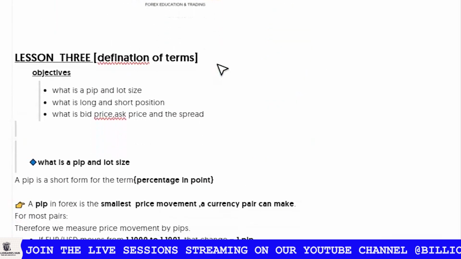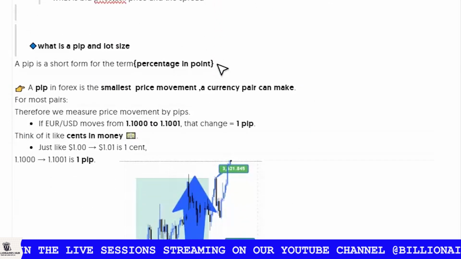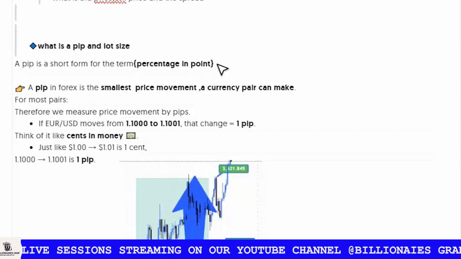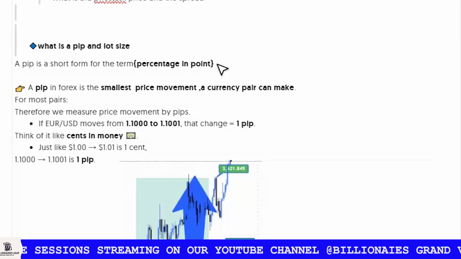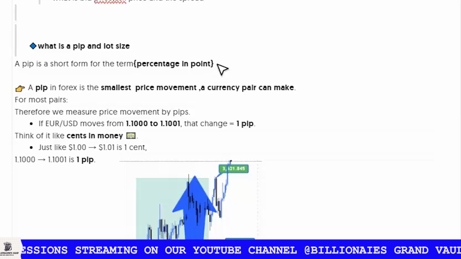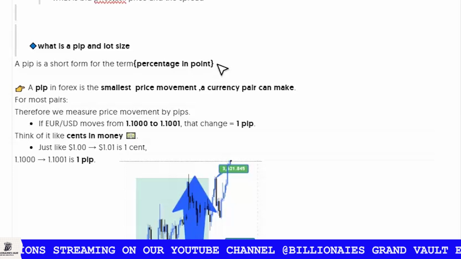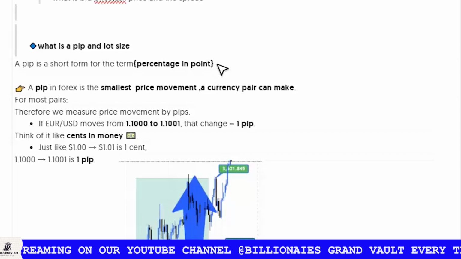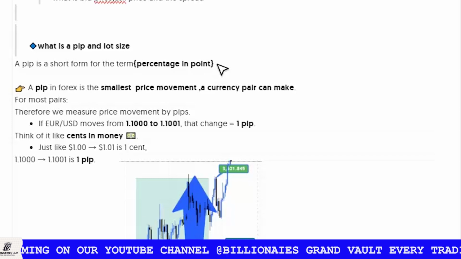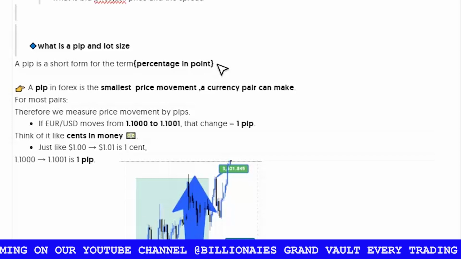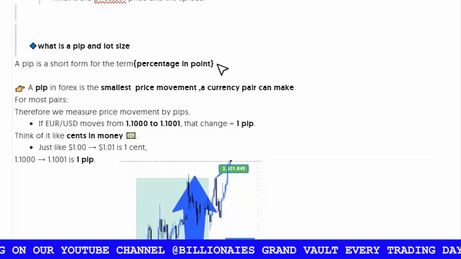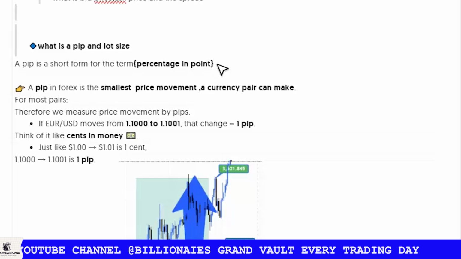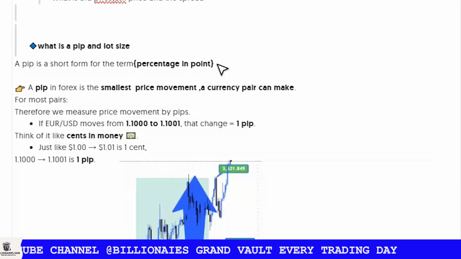So a quick recap of what we have done. One, we have defined what a pip and a lot size are. We have said a pip is basically the price movement or the price difference. The lot size is the determinant of the value per pip, meaning the lot size you use determines the value you get from those pip movements. Second, we expounded on the short and the long positions. For the short position, you are basically selling the currency pair, meaning you are anticipating that the quote currency will get stronger than the base currency.